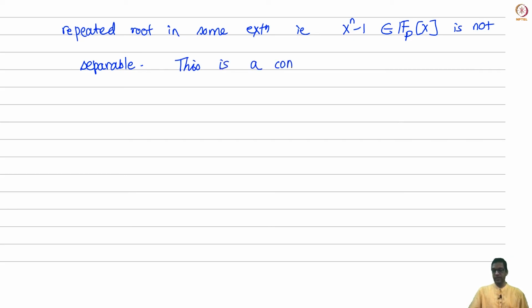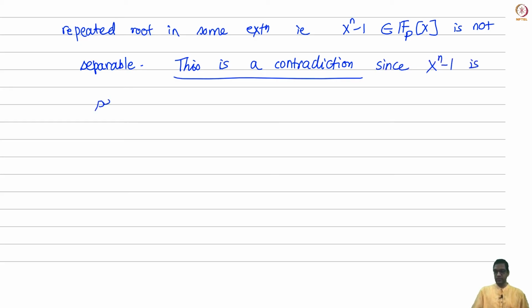Because we can easily check that x to the n minus 1 is separable. This is a contradiction since x to the n minus 1 is separable in Fp[x]. Well, how do we check it? Remember, we have the derivative criterion. Okay, let's check. I just take this polynomial, let's call it h of x, x to the n minus 1.